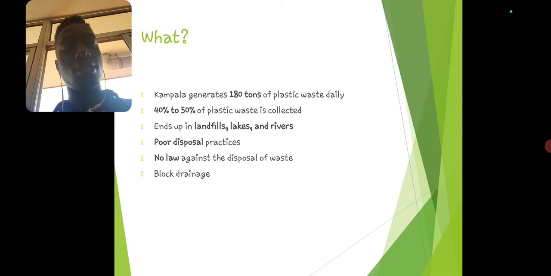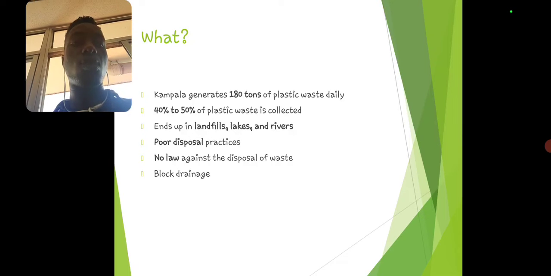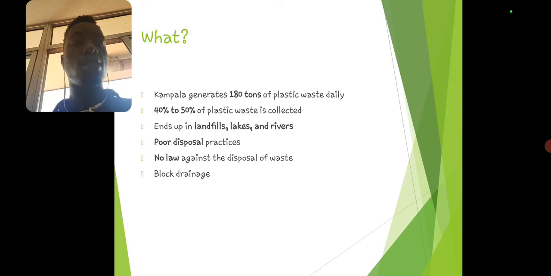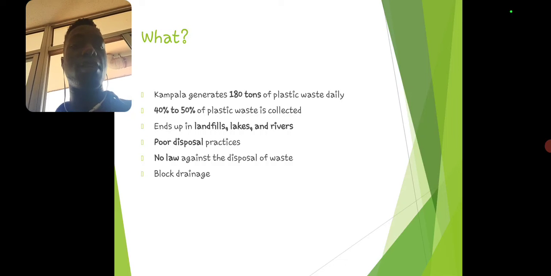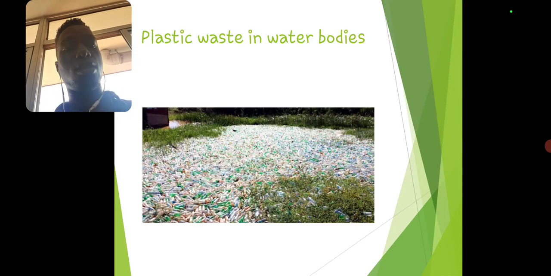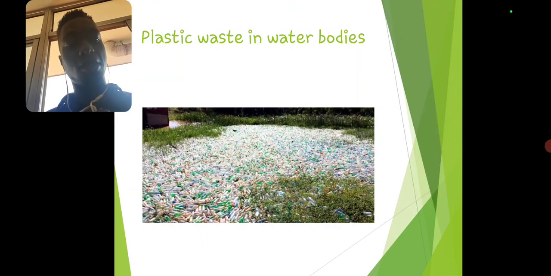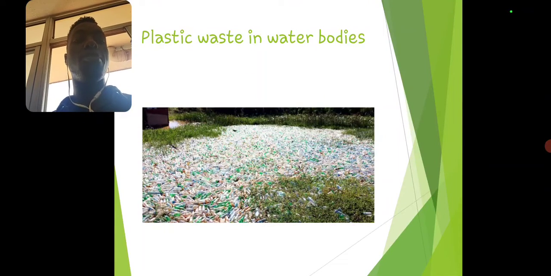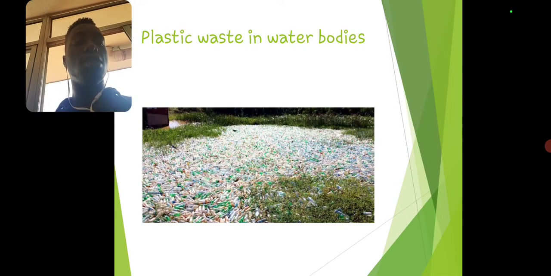I'll start with the statistics. The statistics show that Kampala generates 180 tons of plastic waste daily. Unfortunately, only 40% to 50% of the plastic waste is collected. That means the remaining ends up in the land, lakes and rivers, and this is a poor disposal practice that may end up blocking the drainage. The image clearly shows what the plastic bottles do in the drainage, and this could be a swamp or a river or any drainage.